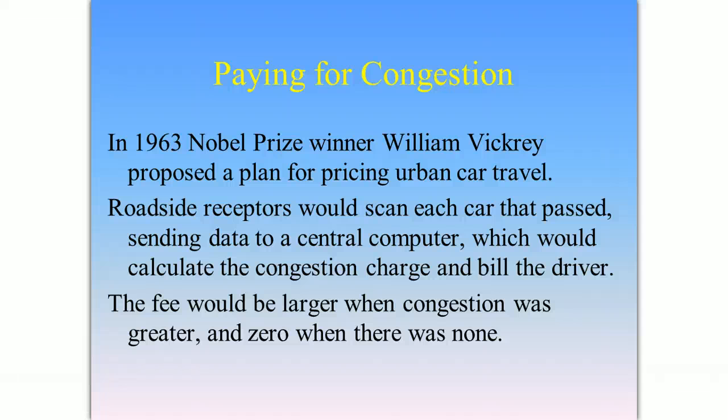So back in 1963, Nobel Prize winner William Vickrey proposed a plan for pricing urban car travel. And while we might be comfortable with technology now, back in 1963 they hardly had the concept of computers. So he looked at traffic congestion in urban areas. He basically wrote a science fiction piece and said that roadside receptors would scan each car that passed, sending data to a central computer, which would calculate the congestion charge and bill the driver.